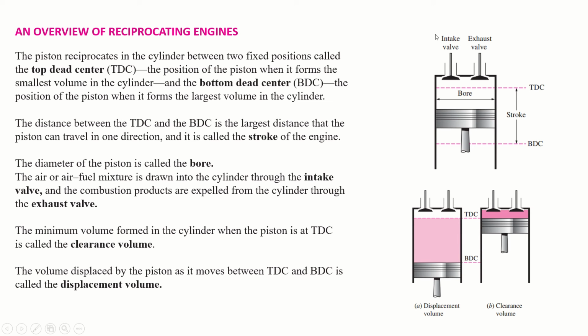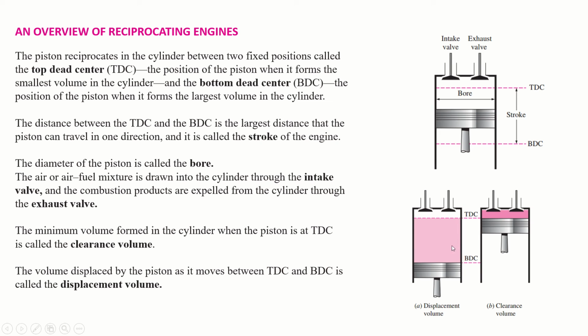The fresh air is taken into the engine. Fresh air enters from the surrounding and enters into the engine. And the burnt gases should be exhausted from the engine. So these two valves are used for fresh air intake and burnt gases exhaust.